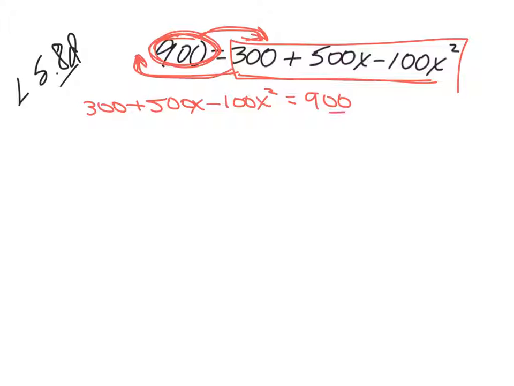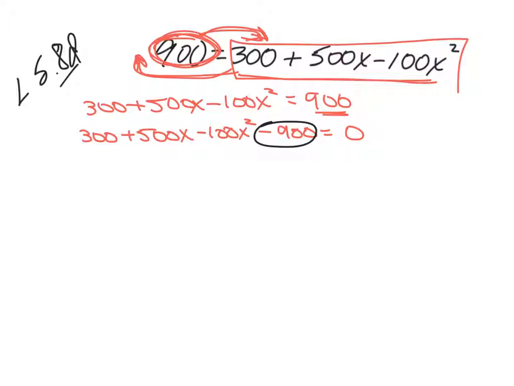Alright, so now let's move this to the other side. Now we change the sign of the 900 because we didn't move anything else. We left everything else on the other side. Alright, so let's see if we can combine anything. We've got that and that, so 300 minus 900 is negative 600.